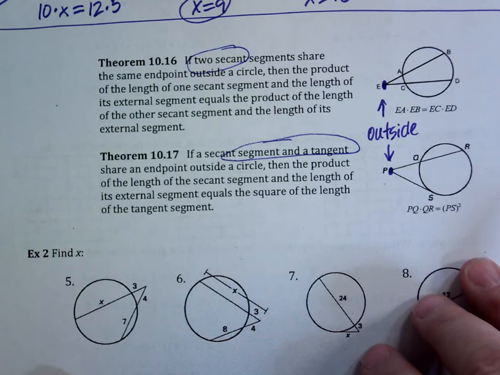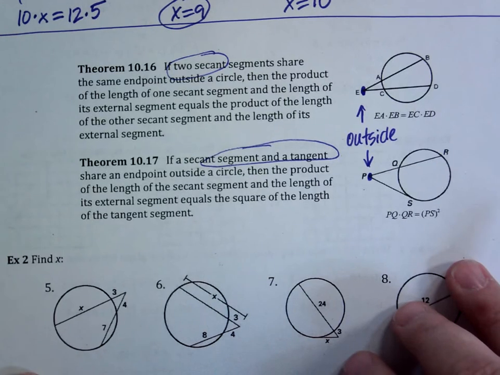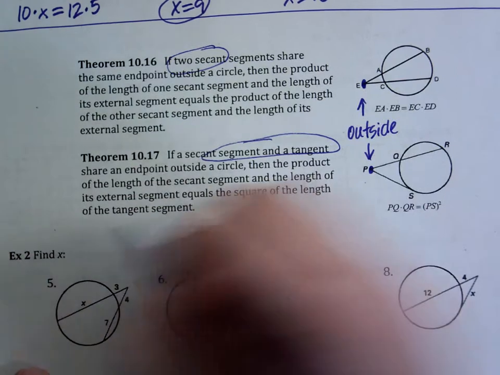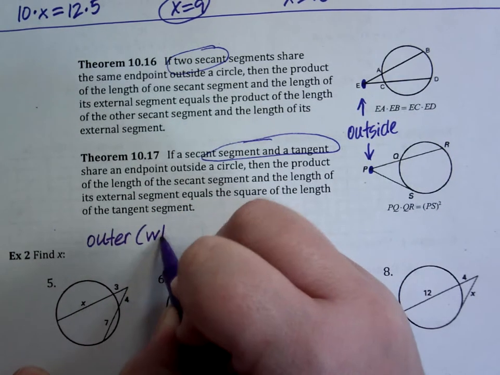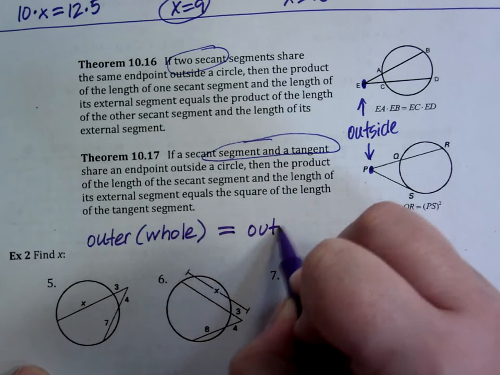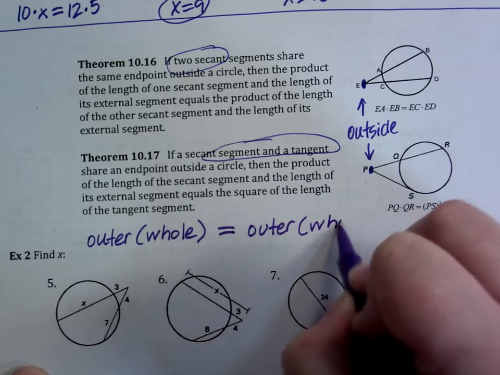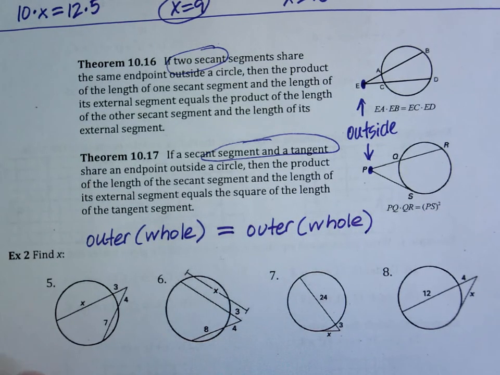So our rule for outside is going to be, where do I write it? I'm going to write it right here. That the outer part times the whole thing on one segment equals the outer part times the whole thing on the other segment. So write that down.